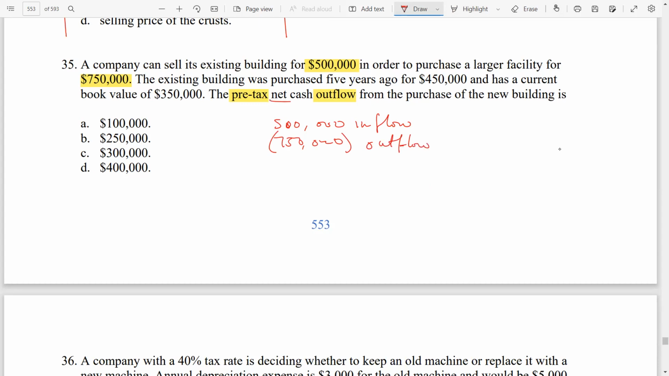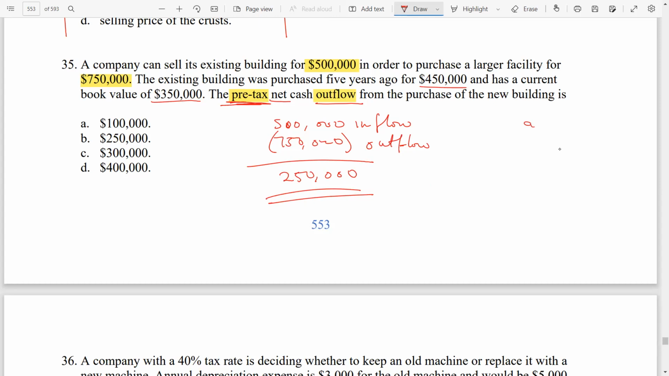Okay, I want to know the net outflow. All right, the net outflow, inflow and outflow, will be 250,000 net outflow. Now you will ask why? Why did we not use 450,000 and 350,000?